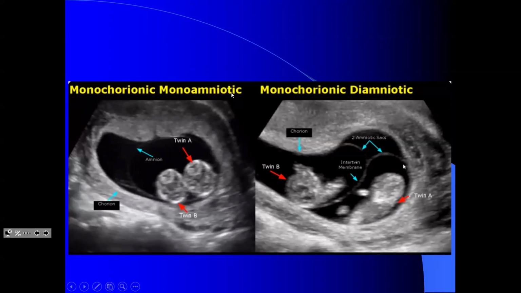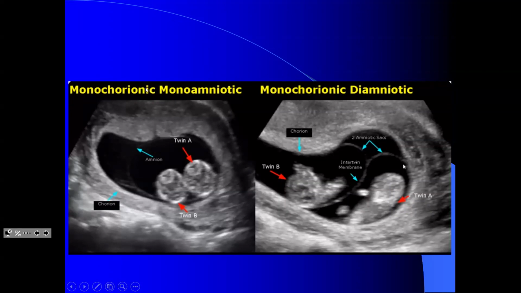So this is monochorionic, monoamniotic. Monoamniotic means a single amniotic cavity; both share the same amniotic cavity. Monochorionic means the same placenta; they also share the same placenta, the chorion. So this is obviously identical twins. They both have the same gender. This is where the 2 fetuses have 2 amniotic cavities. You are able to see an amniotic separation between them, but they can still share a single placenta.